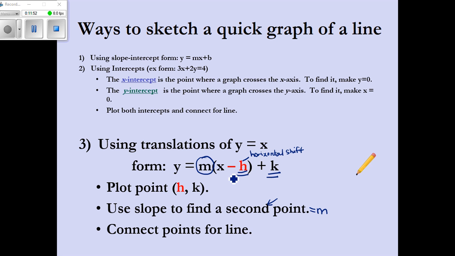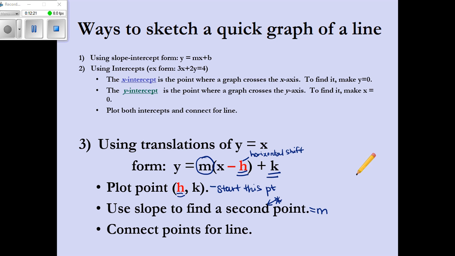Take the opposite of h and you'll get h. Opposite of negative h is h. And then take your k and bring it down, and you have an ordered pair. And you can start with this point. And then once you plot that point and you use your m to find that second point, you can connect the lines and graph.